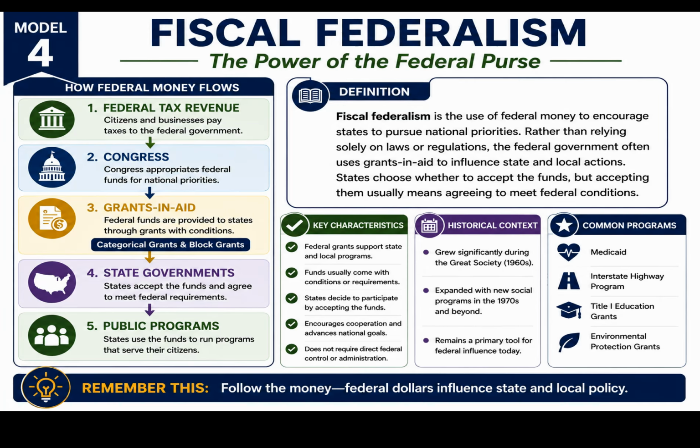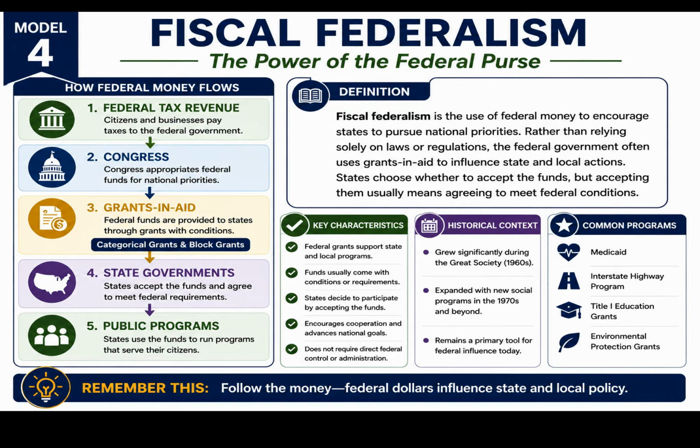Next is fiscal federalism. Fiscal federalism is the use of federal money to encourage states to pursue national priorities. Instead of relying only on laws and regulations, the federal government often influences state policy by providing grants and aid to support programs and services.